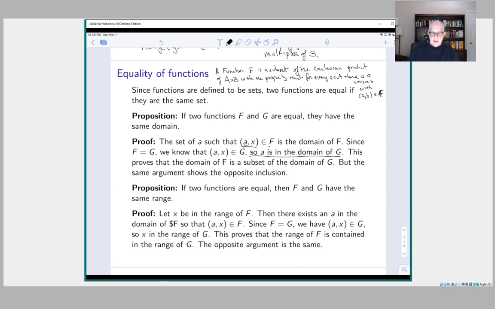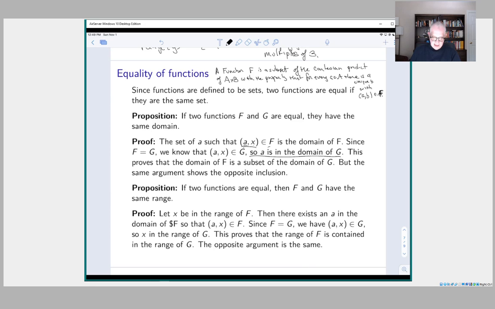But you can make exactly the same argument in the other direction. Every element that occurs as the first element of a pair in g is in the domain of g, but g is equal to f, so all those elements also occur as first elements in pairs in f, and so the domain of g is contained in the domain of f. So this proves that the two domains are equal.